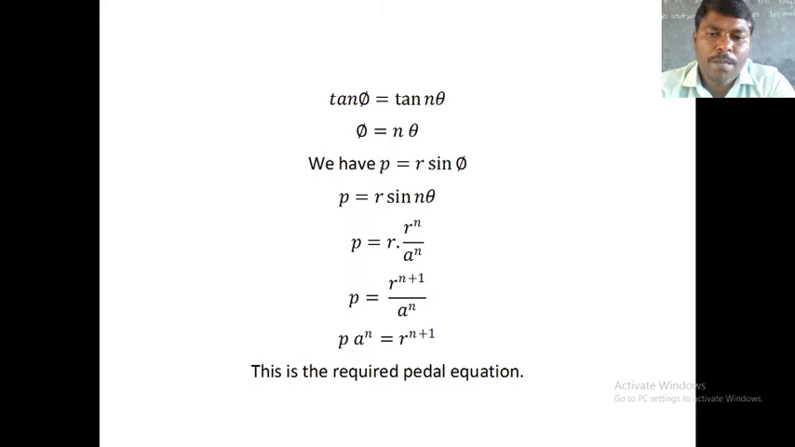p is equal to r into, by the given curve, sin n theta can be written as r raised to n divided by a raised to n. So p is equal to r raised to n plus 1 divided by a raised to n. Taking cross multiplication, p into a raised to n is equal to r raised to n plus 1. This is the required pedal equation of the given problem.